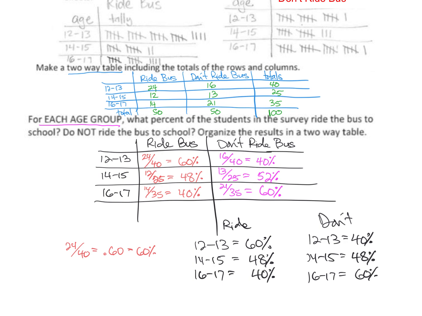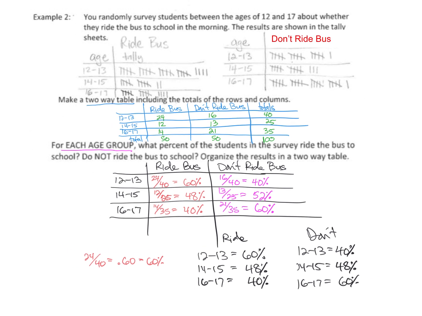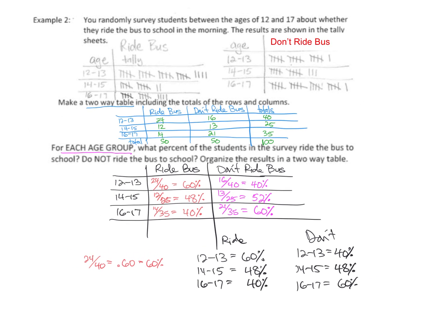So if you do not understand and know how to do this, please make sure you pause, go back, and rewind it to make sure you know how to do both just a two-way table and then for each age group, so either by row or by column. So you're going to take this page and tape it on page 97 in your workbook so you can have it on your quiz on Friday.